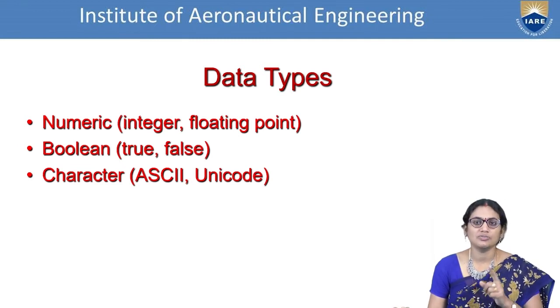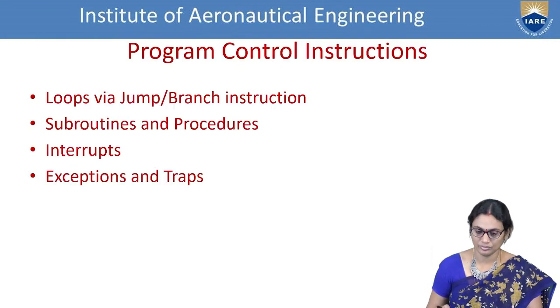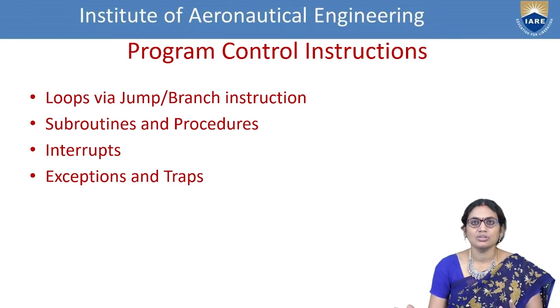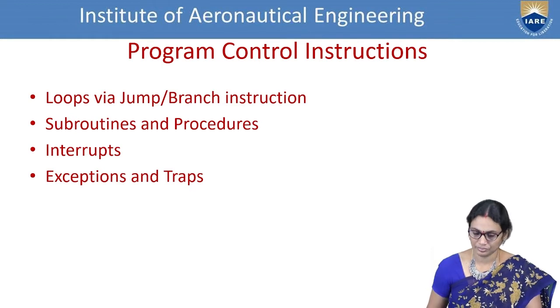Numeric always represents floating point and integer values. Boolean always represents true or false conditions, or yes or no conditions. And character always represents ASCII or Unicode. Next is program control instructions, which we just discussed. These are used for handling the loops, the exceptions, the problems, and the function calls.